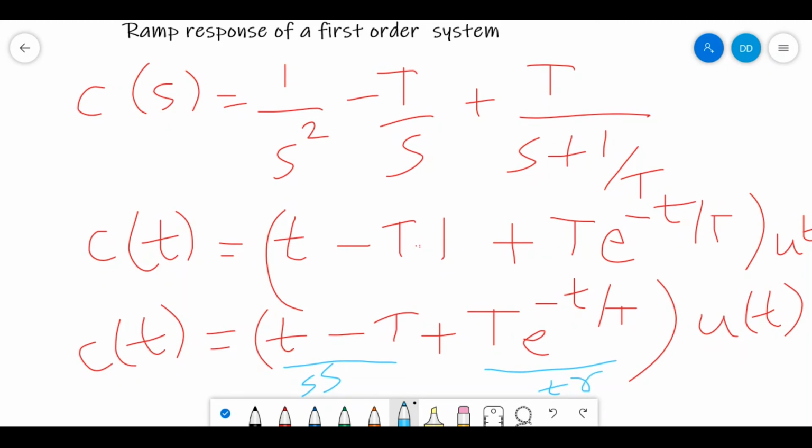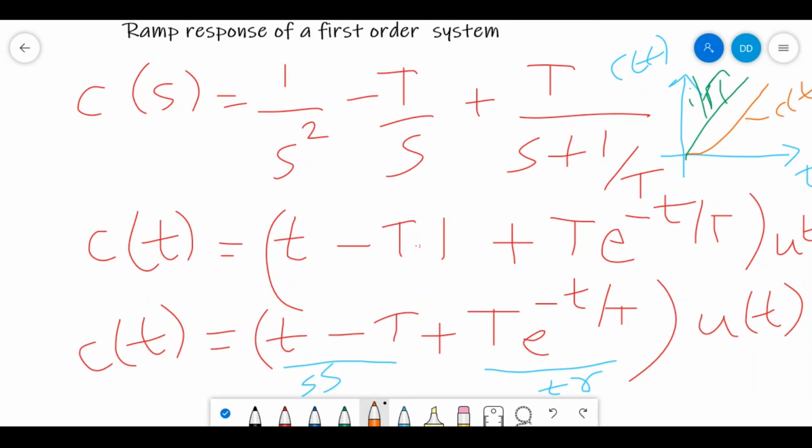Now if we plot this response, we get this is C of t, this is t. So we get a response like this. This is the actual input. This is the response, which is C of t. So we can observe that there is a difference between the input and output, and the response is increasing as time approaches infinity. That means the system is unstable. The first order system is unstable for a ramp input.